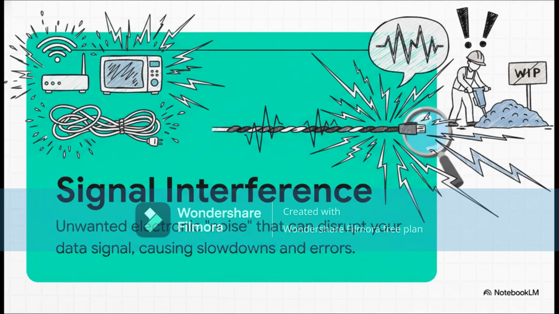So what is this signal interference stuff? Well, you can think of it as electronic noise. You've got your Wi-Fi, your microwave, all the other power cords in your room. They all create these invisible waves that can totally mess with the data traveling through a cable. It's like trying to have a clear conversation right next to a really loud construction site. That noise just messes up the signal, and that's what causes slowdowns and connection drops.